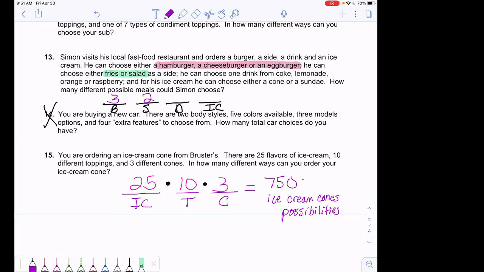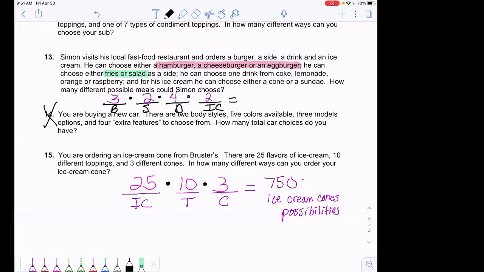4. 4 drinks. Coke, lemonade, orange, or raspberry. And then for his ice cream, he can either have an ice cream cone or an ice cream sundae. So there are 2 options that he has to choose from for his dessert. So 3 different burgers, 2 sides, 4 different drinks, and 2 different ice cream options of either a cone or a sundae.